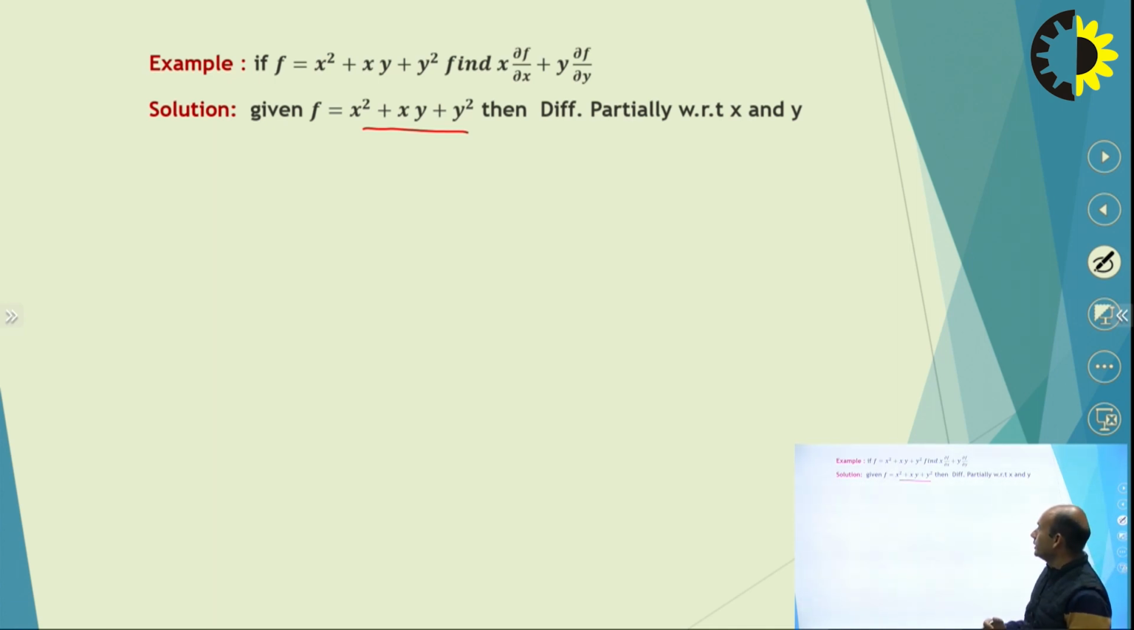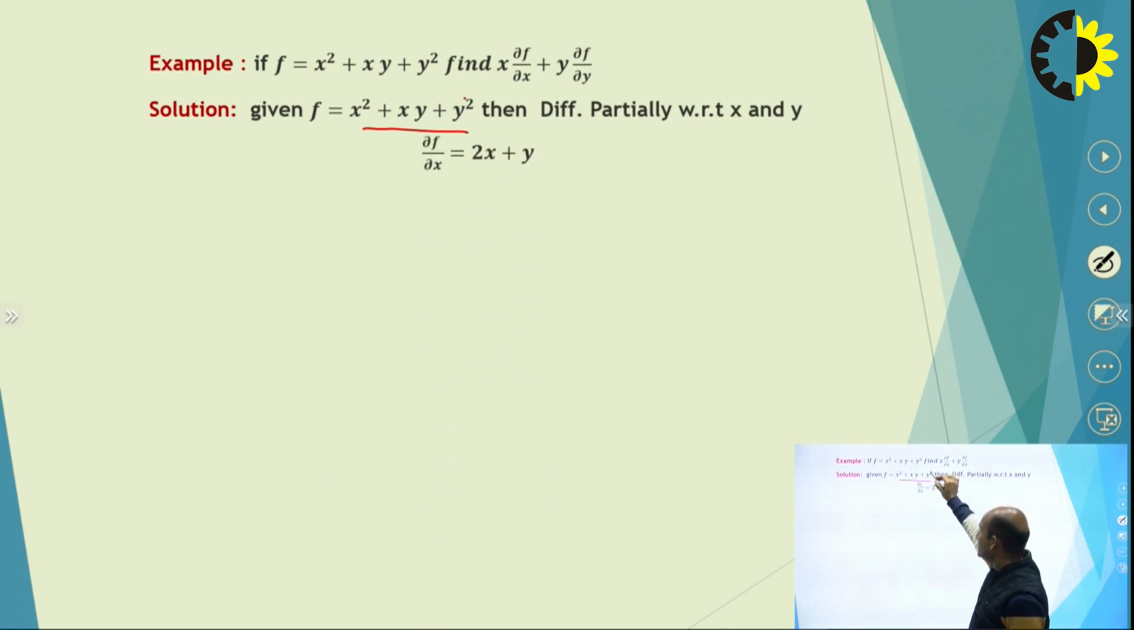So first we have to find del f upon del x. Del f upon del x means y will be constant here. So first we have to differentiate this function, and differentiation of x square will be 2x. And y is constant here, so differentiation of x is 1 here. So del f upon del x is 2x plus y here.